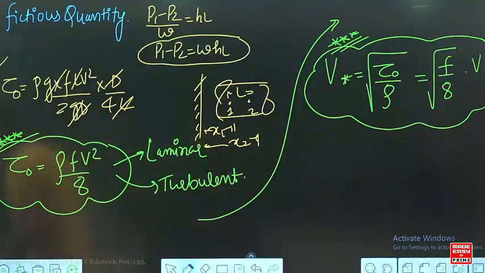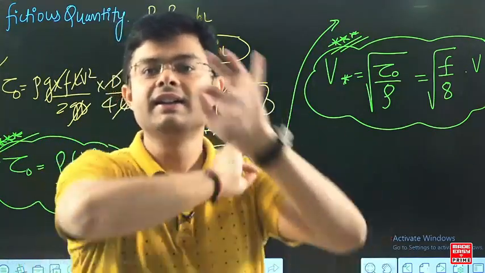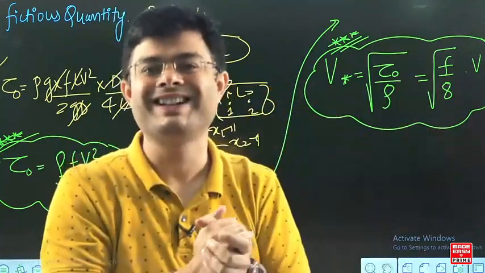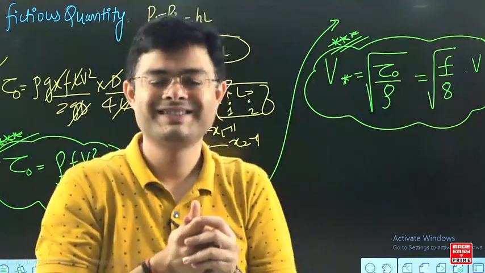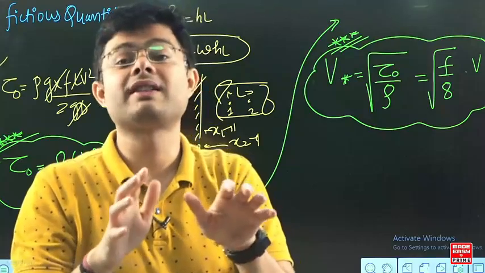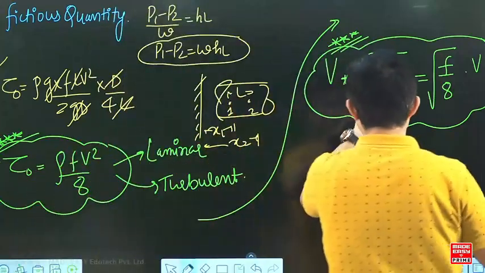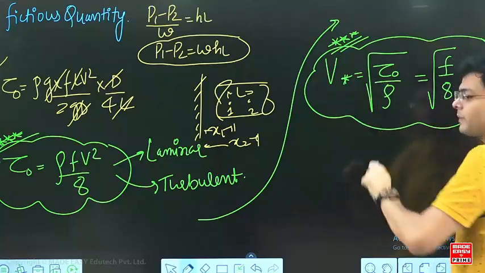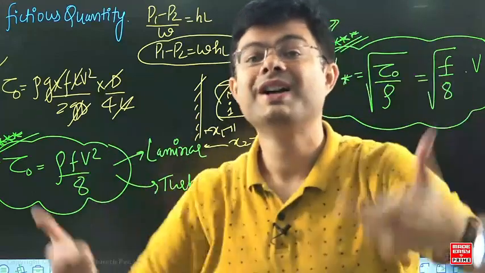Now some students will say, sir, what is the relevance of all this stuff? Look, this V star has no physical relevance. That is the reason why we say it is a fictitious quantity. Then the student will say, sir, why are you defining it if it doesn't have any significance? See, this term, under root of tau naught by rho, was repeating again and again in the derivations of turbulent flow.